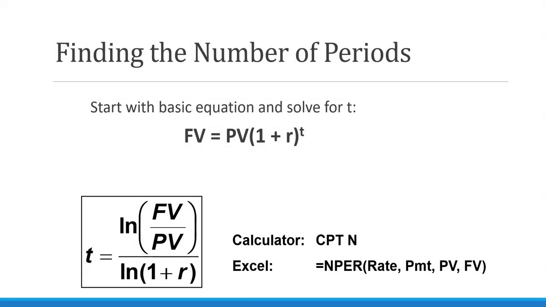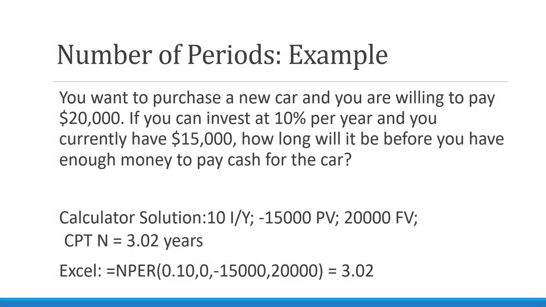We can also rearrange to find the number of periods. So how many years? If we know the future value and the present value, we rearrange that to get the time period. Or we can use the number of periods calculation in Excel with the rate, payment, present value, and future value. So we'll look at an example where we calculate the number of periods.